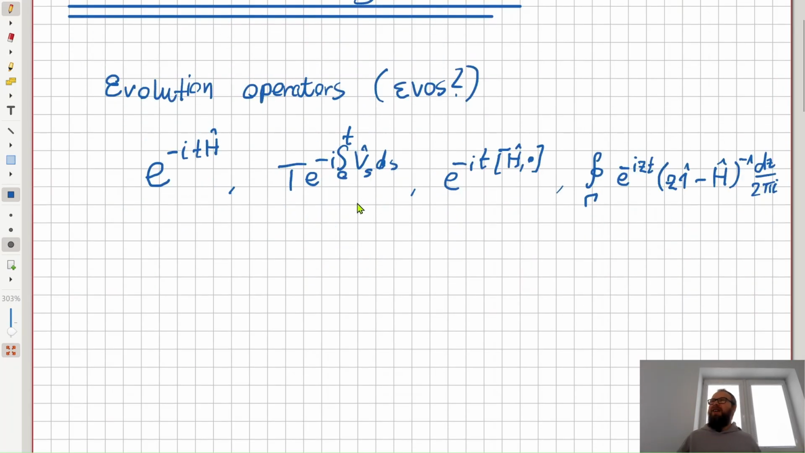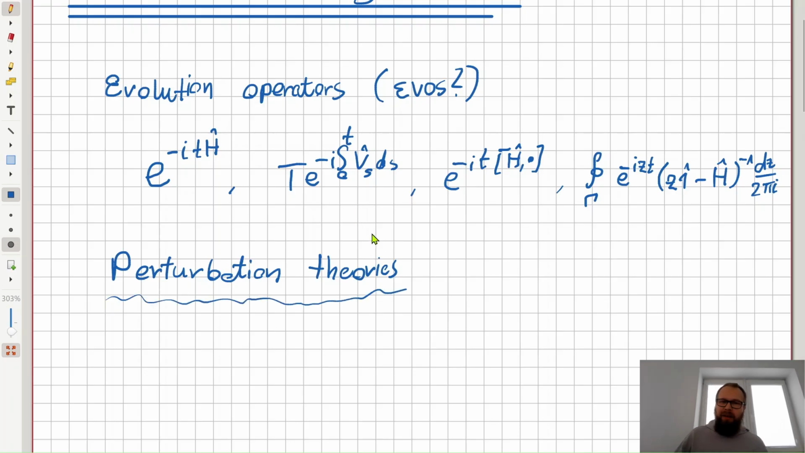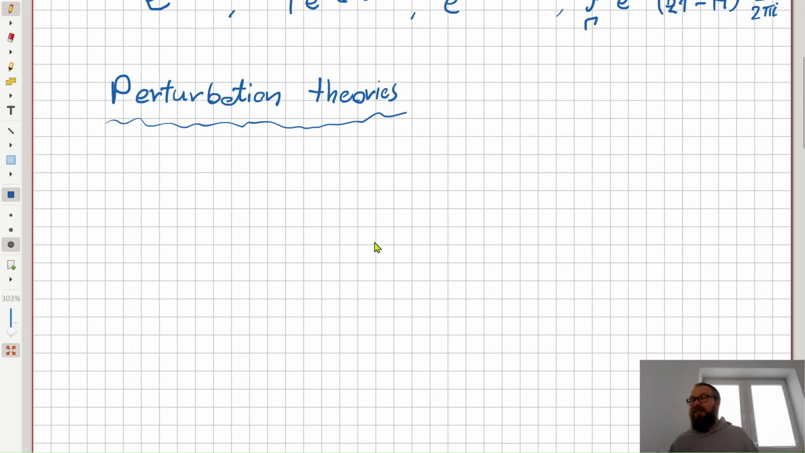So what this means for us is that we will have to engage in some kind of perturbation theory. Okay, so we want to calculate evolution operators, but we'll be using perturbation theories. This will be our tool. What are those perturbation theories, you ask?